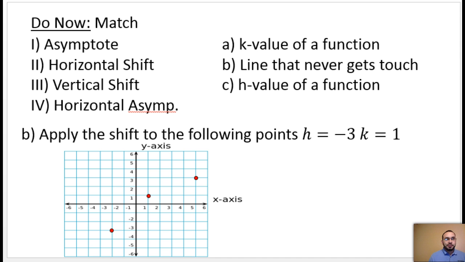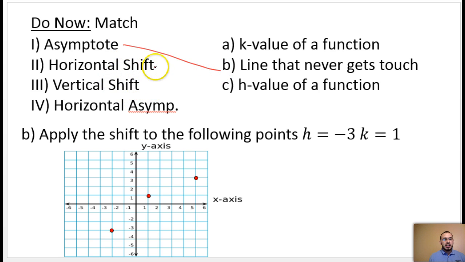So let's get started. In the do now, I have a bunch of vocabulary terms on this side, and I want you guys to match them with the definitions. The first one we have up here is asymptote. We've covered this one in class before, and we said that it's a line in our graph that never gets touched by our graph. So let's go ahead and match that one up with B.